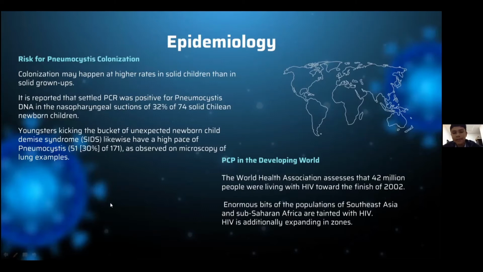Now I want to tell you about the epidemiology of Pneumocystis. Colonization may happen at higher rates in children than in adults. Research has said that 30% of 175 people, especially children all over the world, are affected in SIDS, or sudden infant death syndrome. Infants dying of sudden infant death syndrome also have a high rate of Pneumocystis, which is observed on microscopy of lung samples. That's why the transmission of this infection is not known until now.